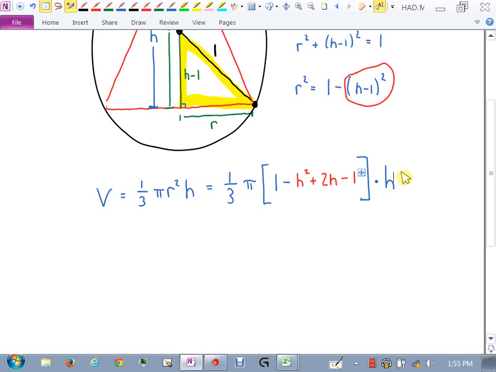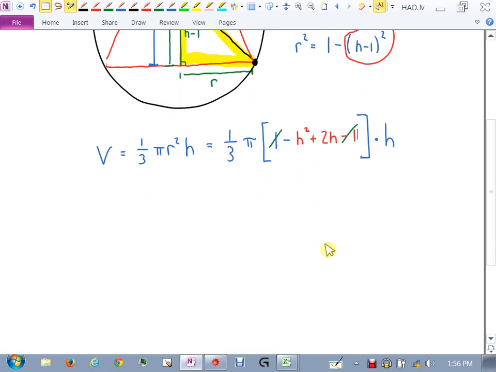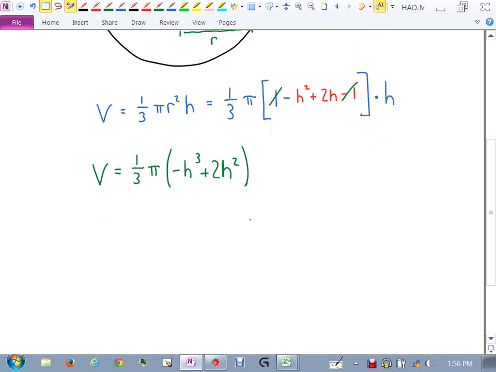Did I lose y'all? I'm sorry. This right here, H squared minus 2H plus 1, but then I changed the sign. So negative H squared plus 2H minus 1. And then the 1's cancel. And then I distribute this H through the remaining 2, and I come up with volume is 1/3 pi, and then I'll do in parentheses now, negative H cubed plus 2H squared. Bam. There we go. Look at that. I've got my volume in terms of a single variable. How about that?